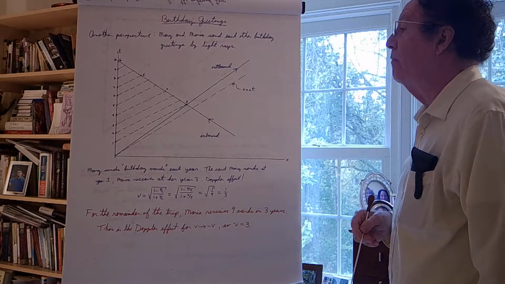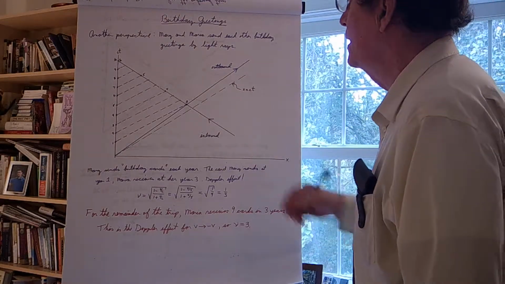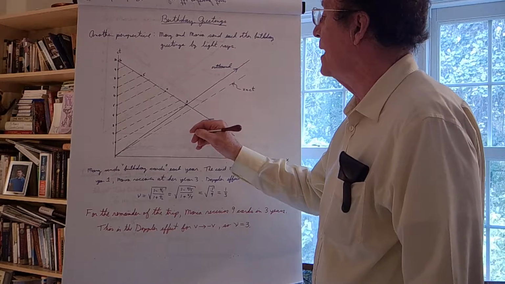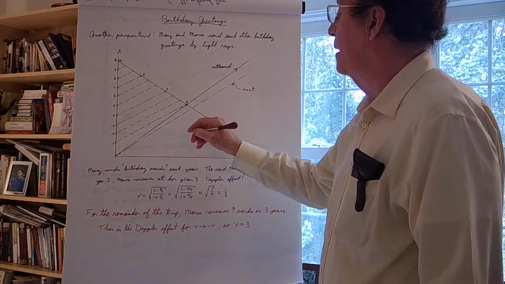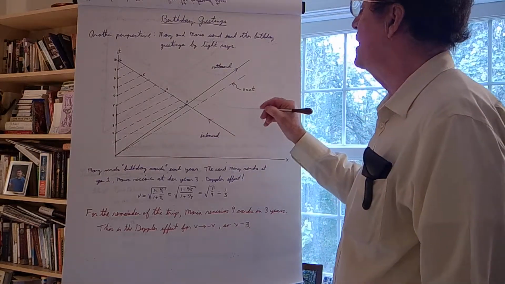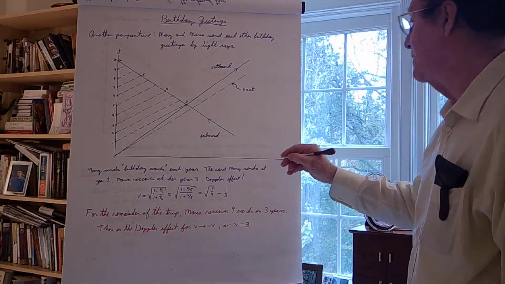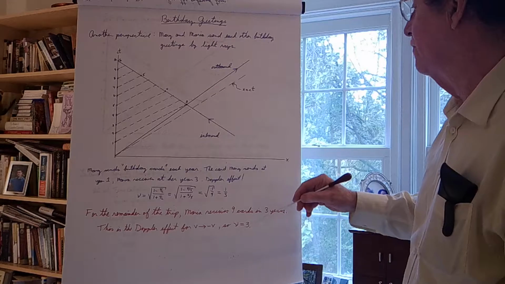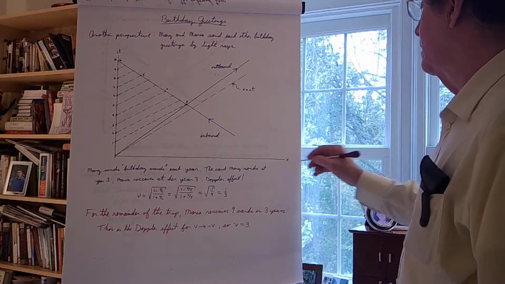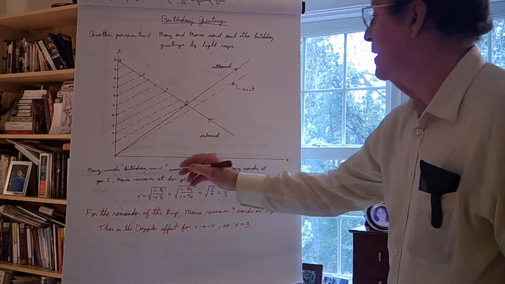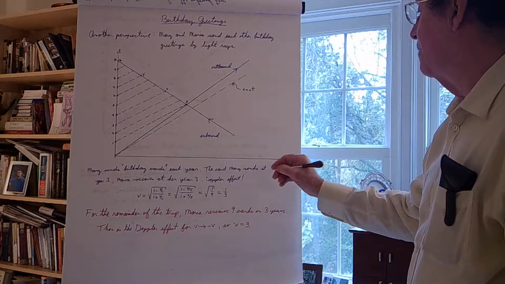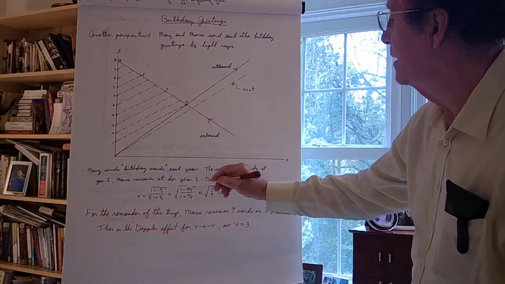Mary and Maria are receding from one another. So if a pulse is sent at year 1 on Mary's clock, it's received at year 3 on Maria's clock. Right? That's just the fact here given by the Doppler formula. Okay. The card Mary sends at year 1, Maria receives at her year 3. That's the Doppler effect.